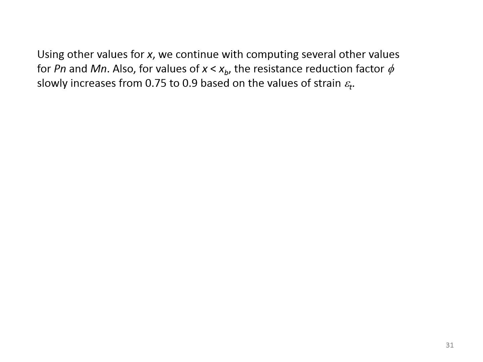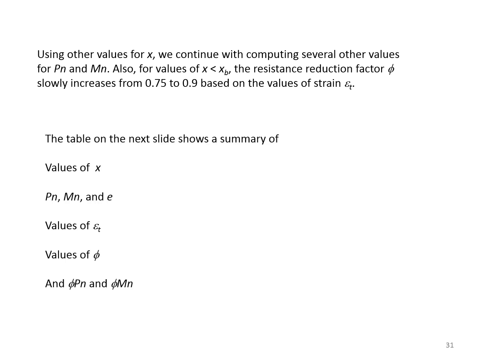Using other values for x, we continue with computing several other values for Pn and Mn. Also for values of x smaller than xb, the resistance reduction factor phi slowly increases from 0.75 to 0.9 based on the values of the strain epsilon t. The table on the next slide shows a summary of the values of x, Pn, Mn, and e, values of epsilon t, values of phi, and finally phi Pn and phi Mn.